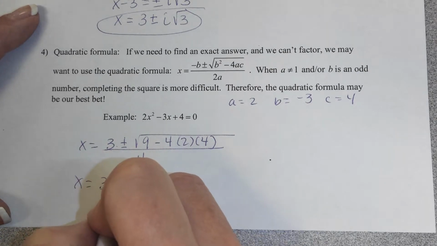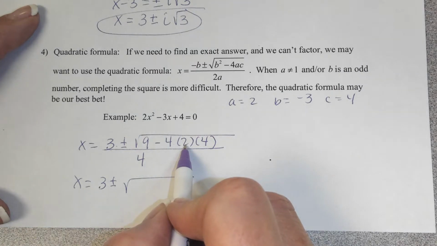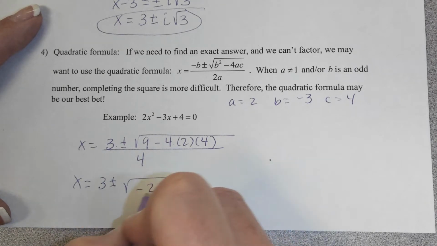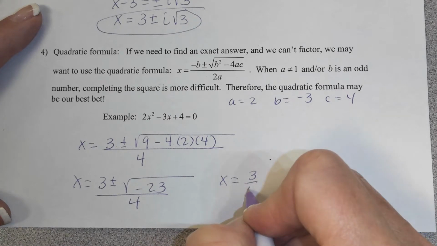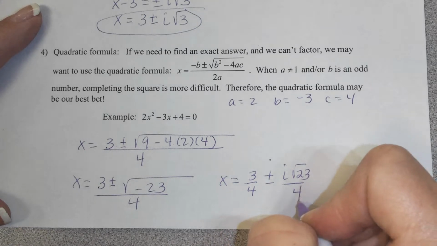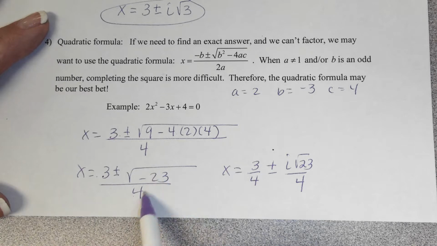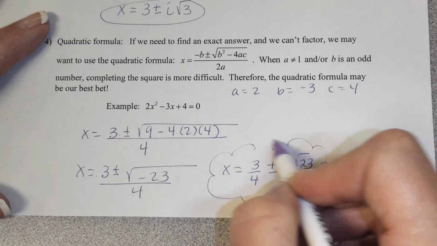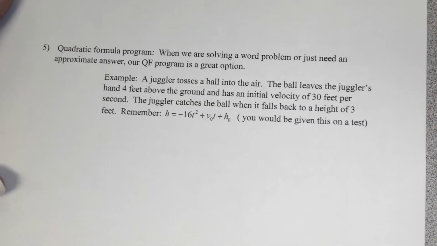This is going to be 3 plus or minus. Going to go through this quickly. This is going to be 16 times 2 is 32. What's 9 minus 32? Negative 23 over 4. So here would be my final answer then. 3/4 plus or minus i radical 23 over 4. We like to split that up into the real part and the irrational and imaginary parts. Those would be our solutions. Okay? All right, last thing.